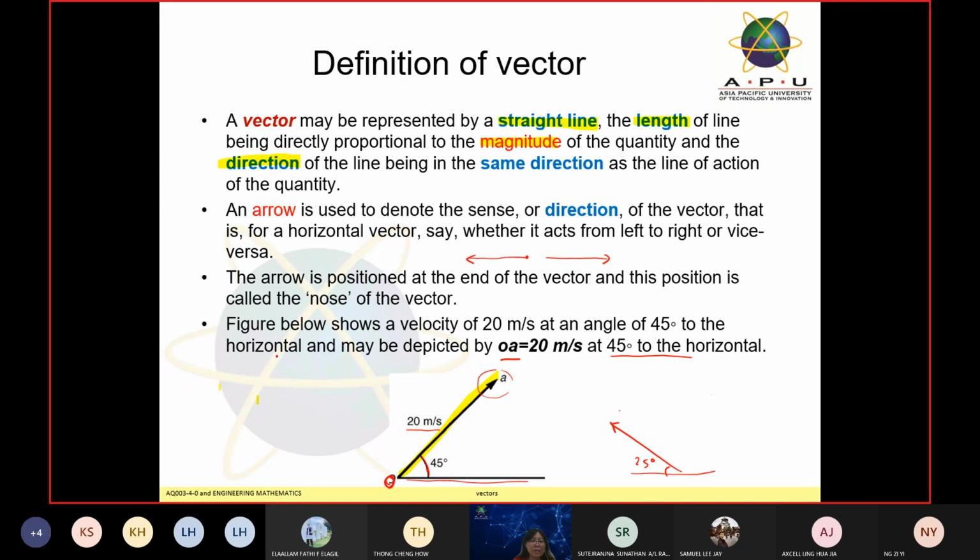Okay, for your information, let's say we have a vector with this direction. Let's say this is 20. Let's say this is 10. Let's say the velocity is 10 meters per second. Then say I have another one.